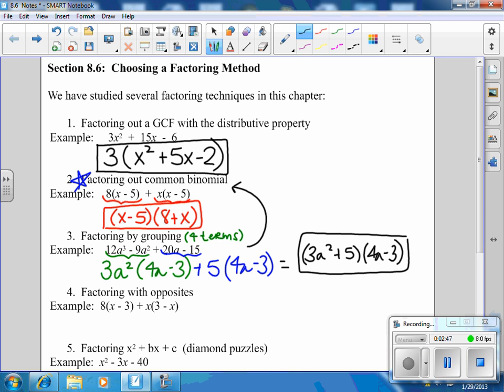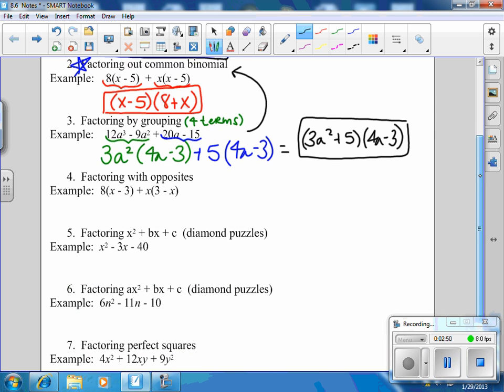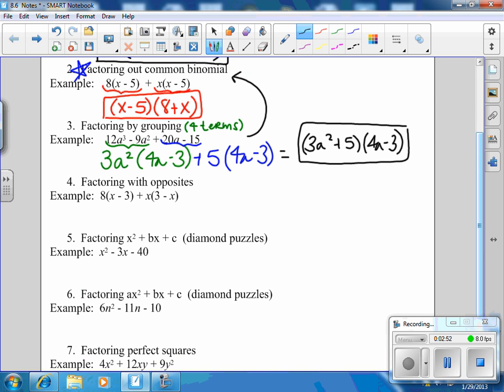So then the next one we did was the whole opposite thing. So we're still running with the whole common binomial, except in this one, they're not exactly the same. They're pretty darn close. We have an x minus 3, and then this one's a 3 minus x. So we need to remember that we can turn 3 minus x into negative 1 times x minus 3. And because of that, we can turn this into, this one's going to stay the same, negative 1 times x, or negative x times x minus 3.